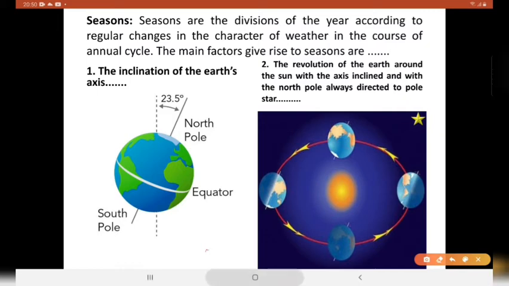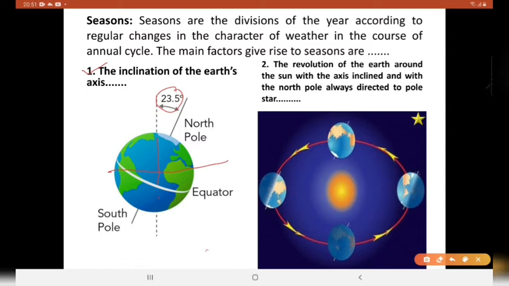The first one is the inclination of the earth's axis. The axis on which the earth spins is inclined at an angle of 23.5 degrees from a line perpendicular to the plane of orbit. This is the plane of orbit. Now, the earth's axis is inclined by 23.5 degrees from the perpendicular line, and this is one of the reasons for different seasons on the earth.